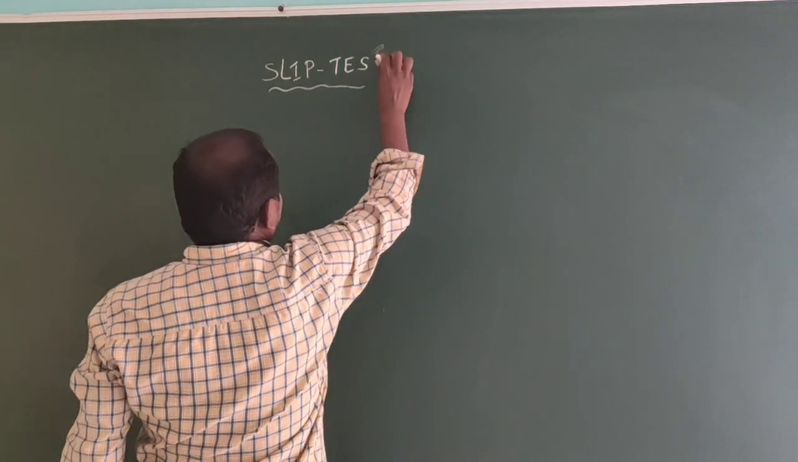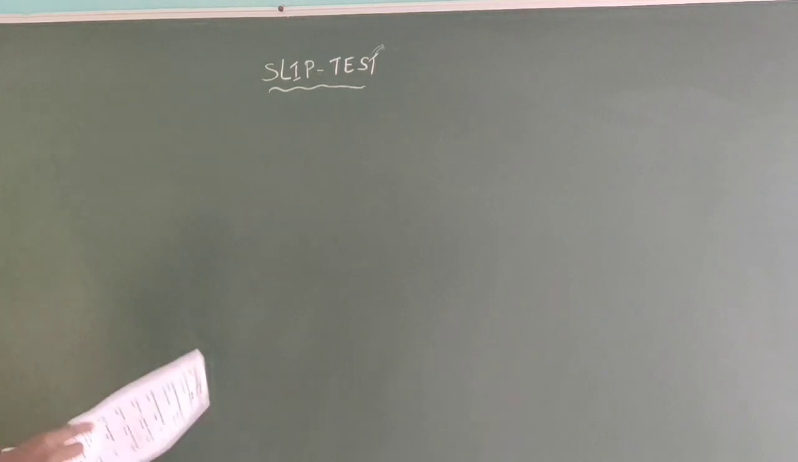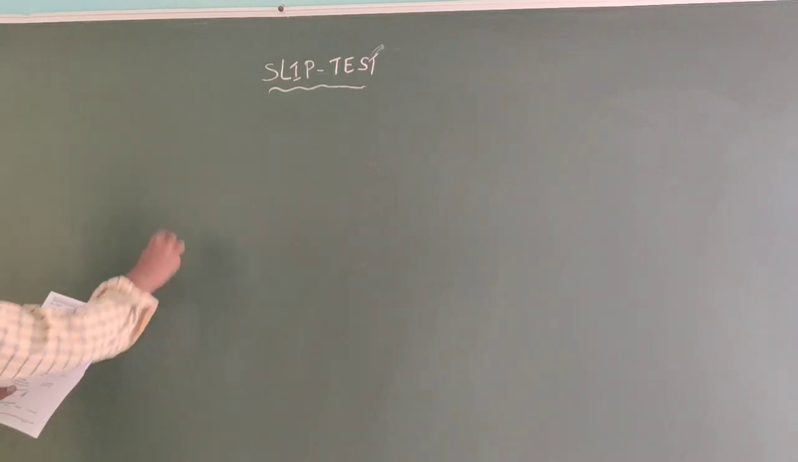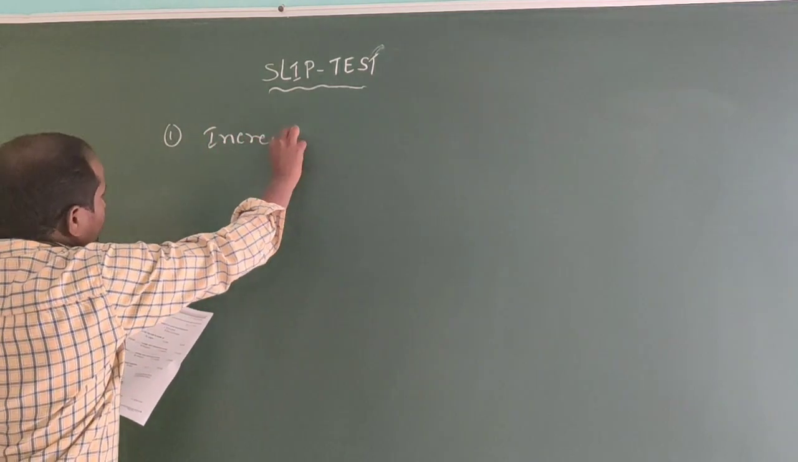Listen once again. I will explain that paper key. Choose the correct answer. First one. In series combination of electric appliances, the total electrical power will be increased. Increase.